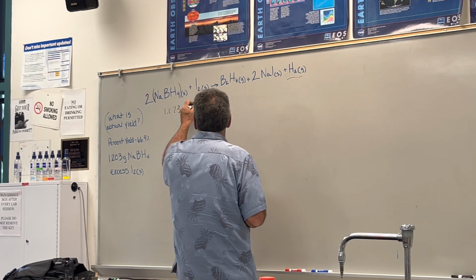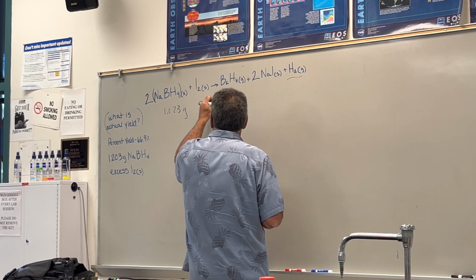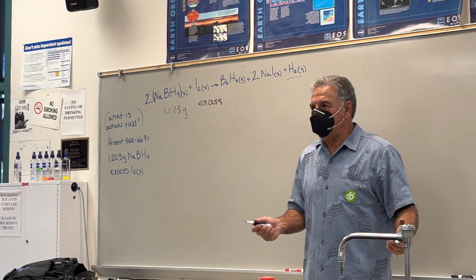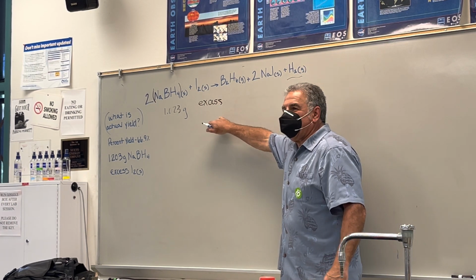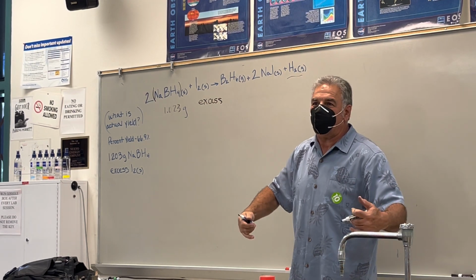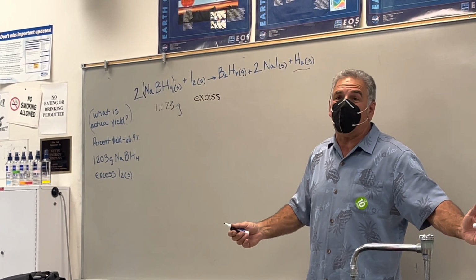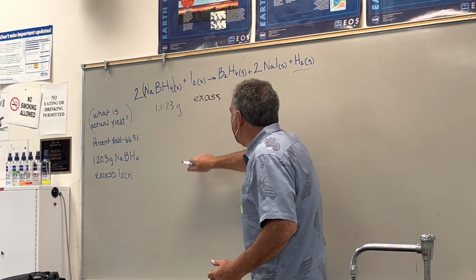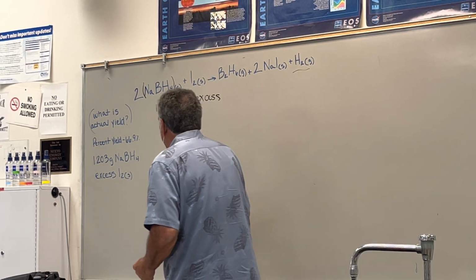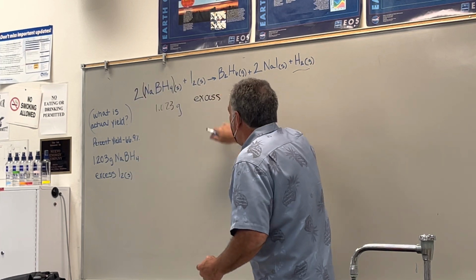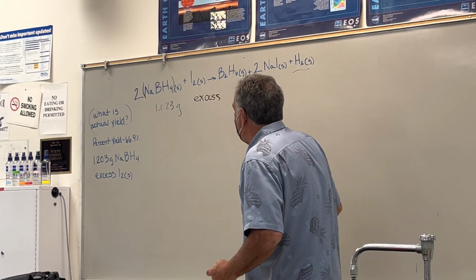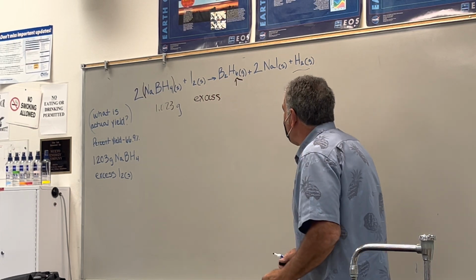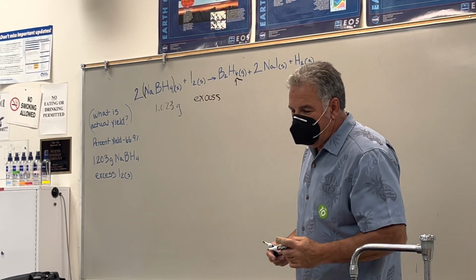1.23 and then excess. What does excess mean? What's left over? Yeah, excess. There's more than enough. So we don't even have to calculate anything with I2, right? Because it's in excess, which means there's more than enough to go around. Whoopee, we don't have to calculate that, thank goodness. Okay, and then we're not given how much of the product of interest that we made, right? Because this is what we're looking at. What is the actual yield of borohydride?